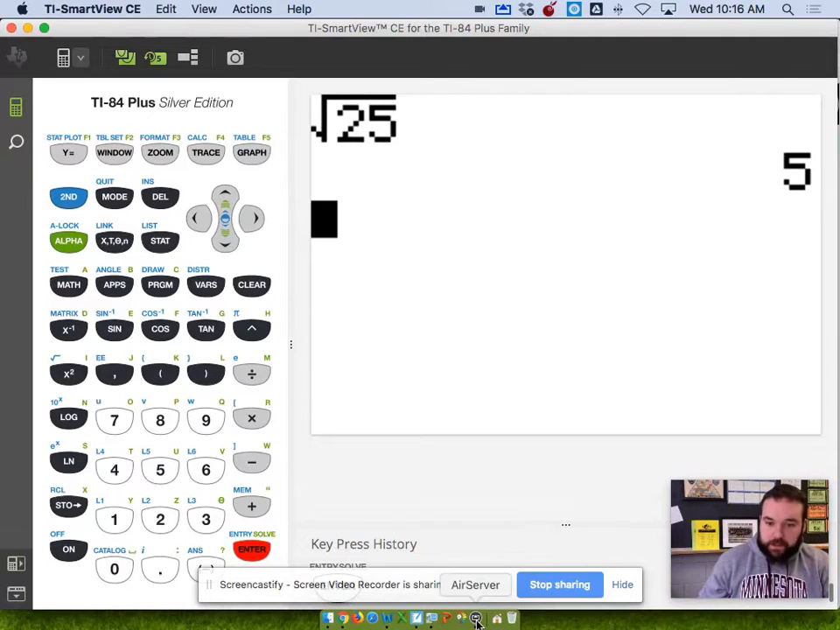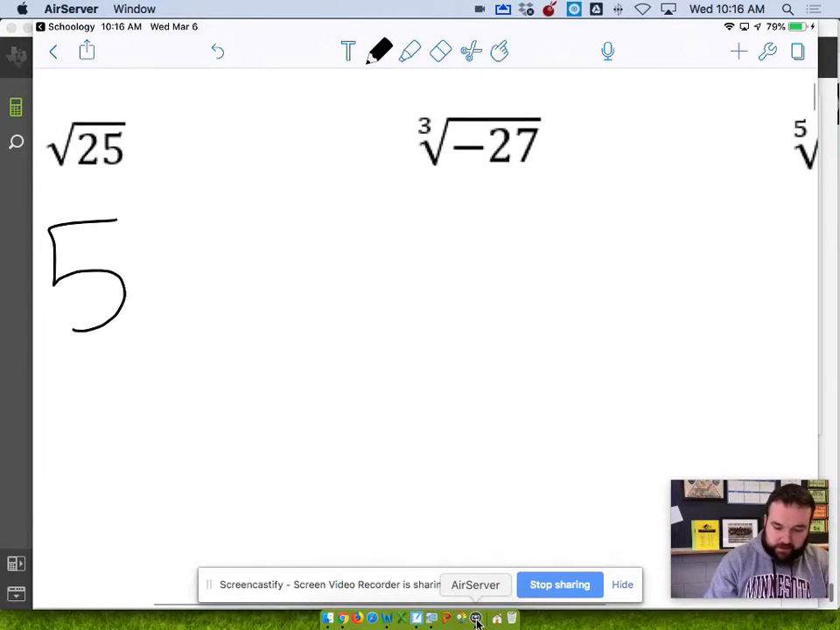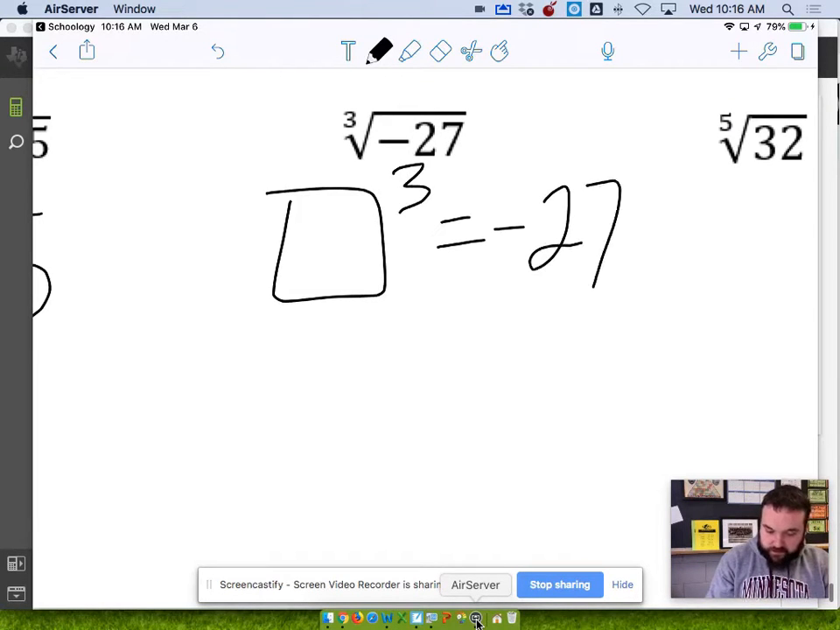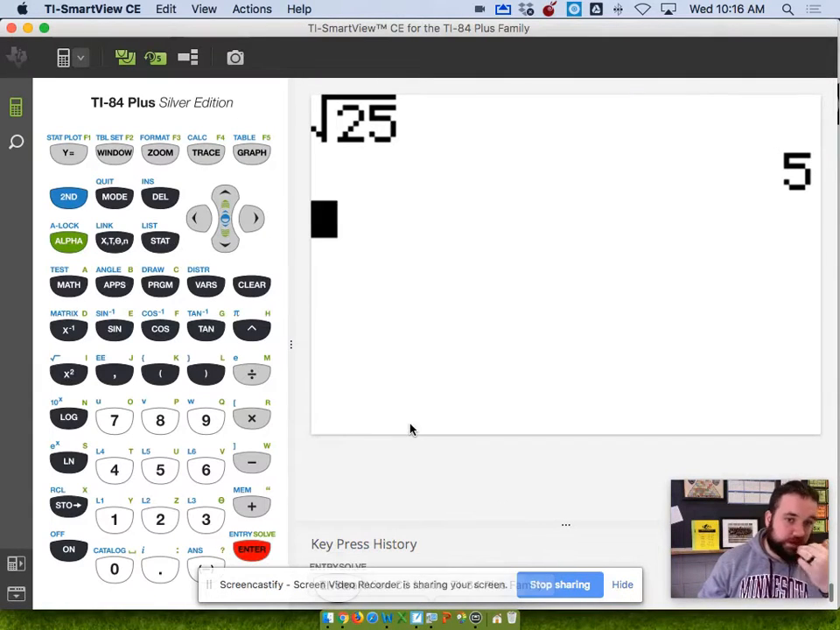Now, on something like the third root of negative 27, this is now saying what number to the third power gives a result of negative 27. And you may be able to do that in your head, but if there's a way to do it easier on the calculator, I'm going to show you how to do that.